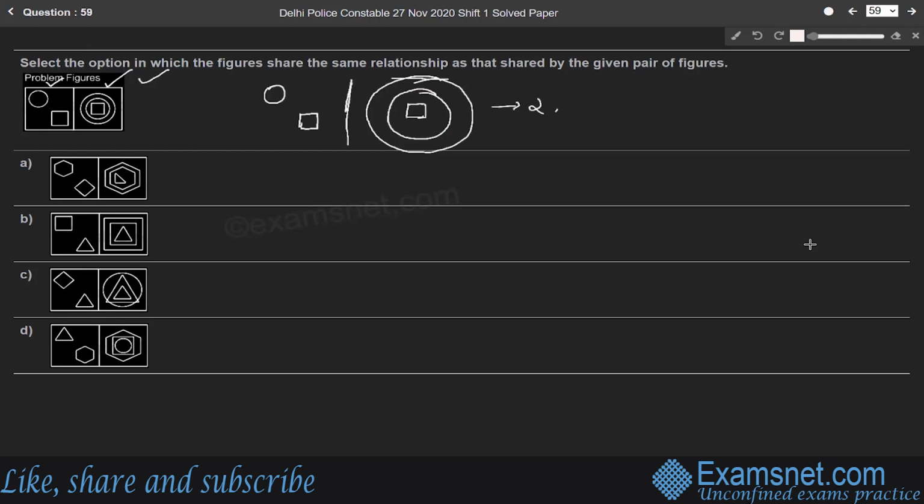In option B, the upper corner figure is a square, the lower corner figure is a triangle. Here the lower corner figure is inside the upper corner figure, and the number of upper corner figures is equal to 2. Therefore, option B is the right answer.